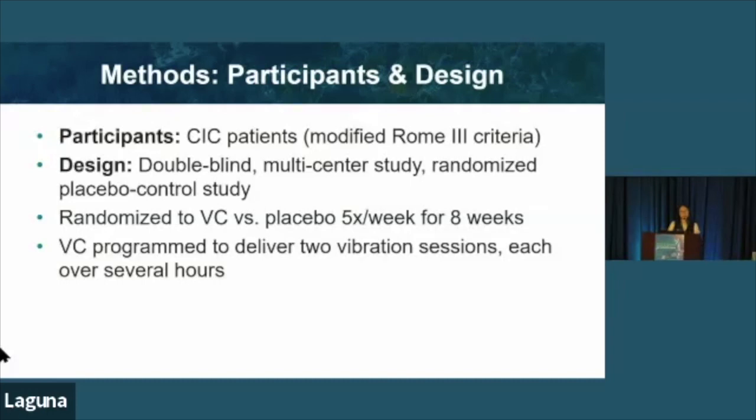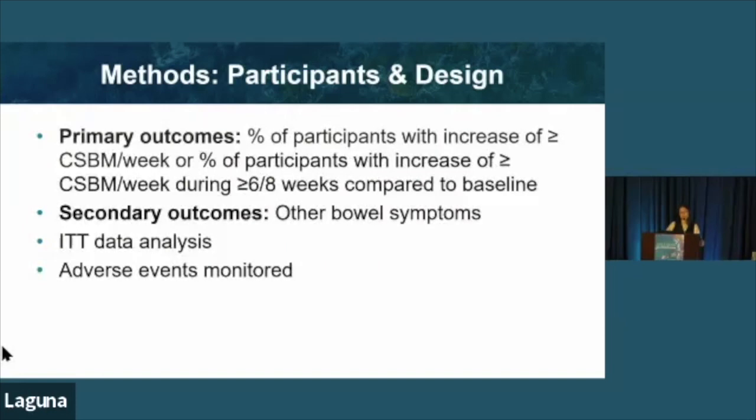So they enrolled patients with CIC using the modified Rome-3 criteria. This was a multi-center, double-blind, randomized, placebo-controlled trial. And participants were randomized to either the capsule or to placebo to be taken 5 times per week for a study duration of 8 weeks. And the Vibrant capsule was programmed after it was ingested to deliver 2 vibration sessions that occurred over the course of several hours. And then they did capture symptoms using electronic stool diaries, assessing stool frequency and other constipation symptoms.